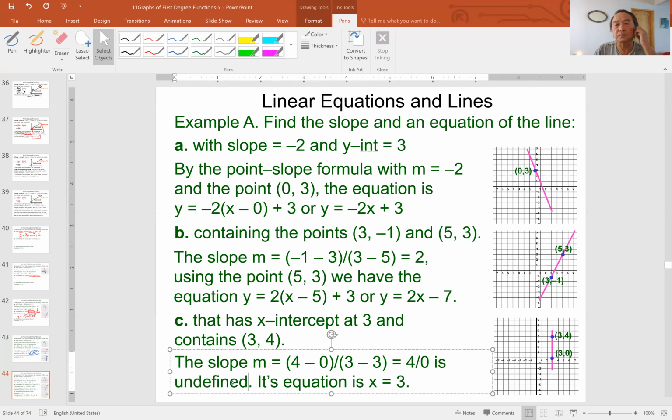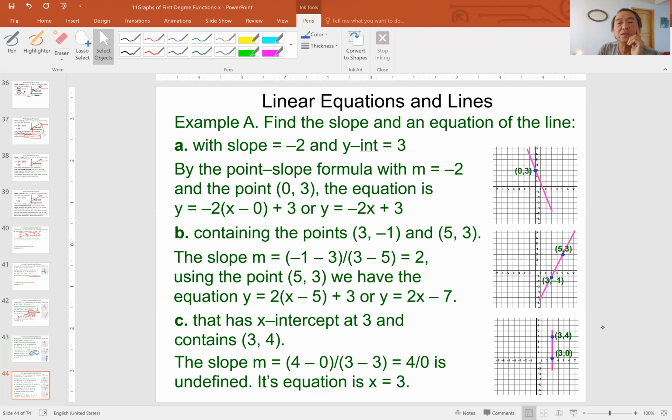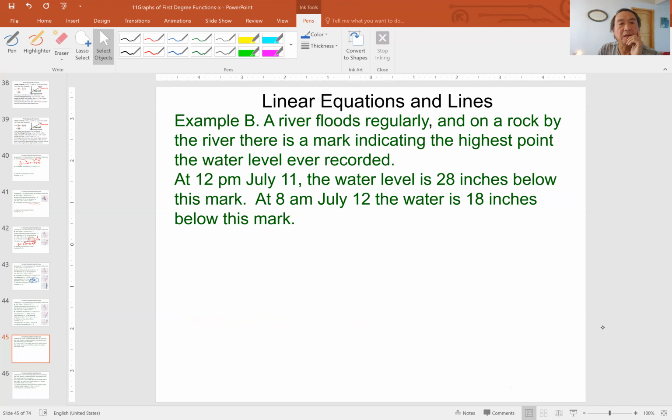Okay, so these are linear equations, and we use these. Throughout history, human beings have tried to use this method to make educated guesses. For example, if you travel to a city next to a river, a lot of times you will see a mark on a rock or some kind of stick that tells you the highest level of water during flooding, how high it got.